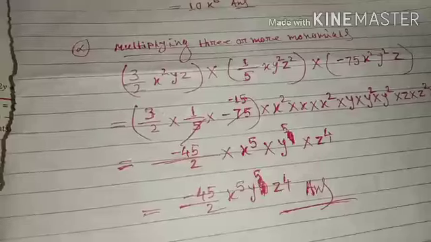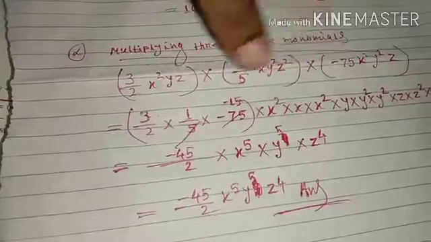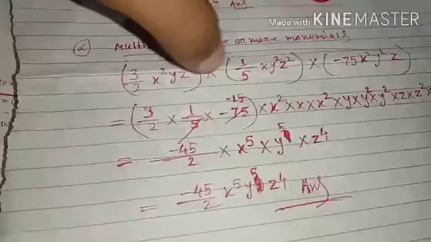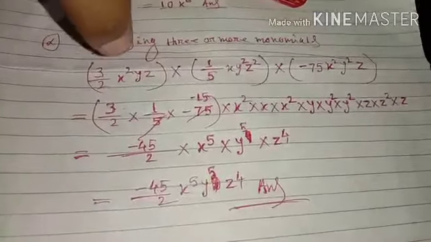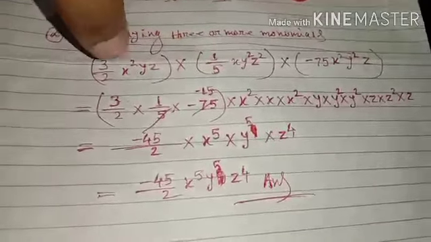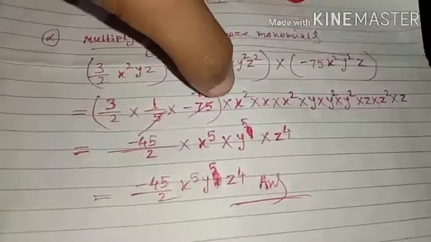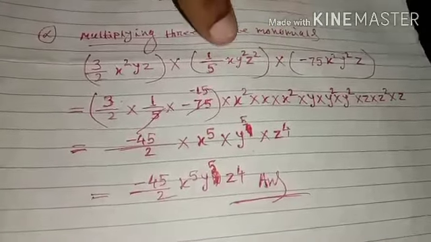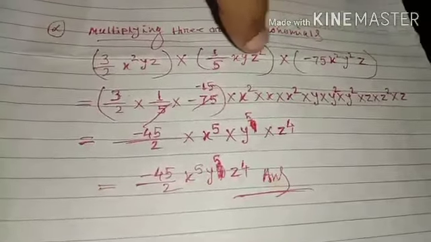First you multiply all the constant parts. That means here 3/2, here 1/5, and here −75. You multiply 3 of them, 3/2 into 1/5 into −75. And after that, you multiply all the like variables. This is x², this is x and this is x². You multiply x² into x into x². Here y into y² into again y². Again you multiply z into z² into z.